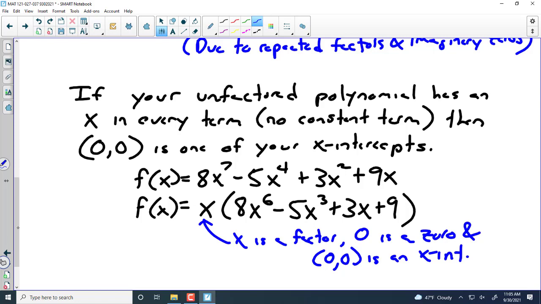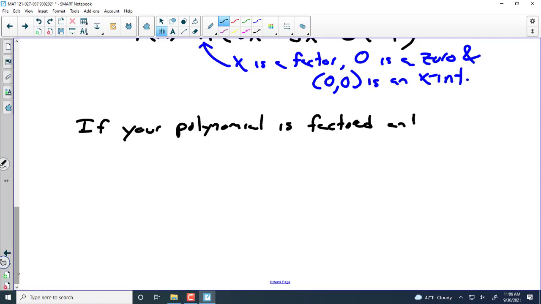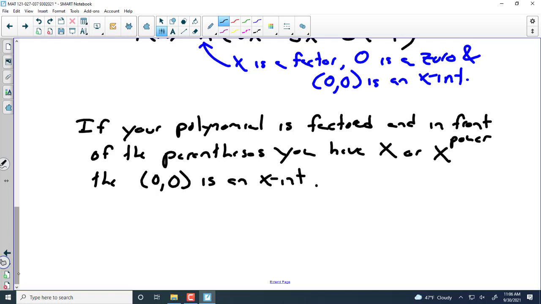Similar to that, if your polynomial is factored and in front of the parentheses you have x or x to a power, then 0, 0 is an x-intercept.